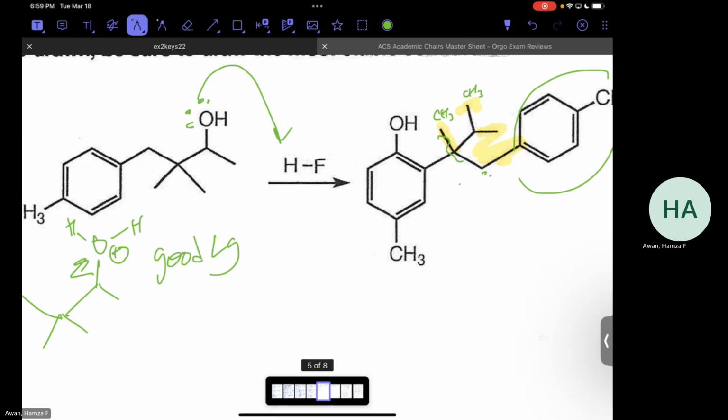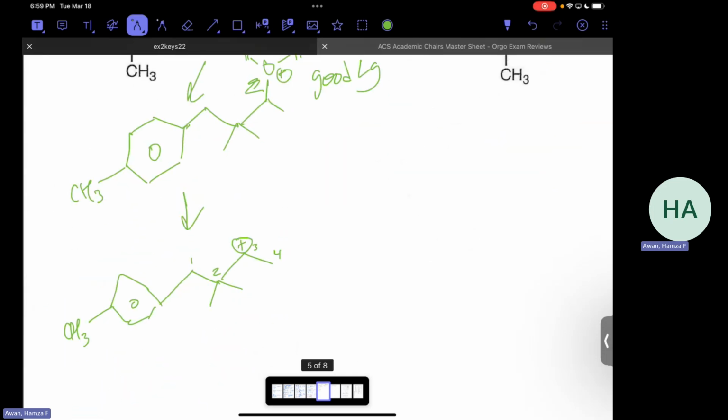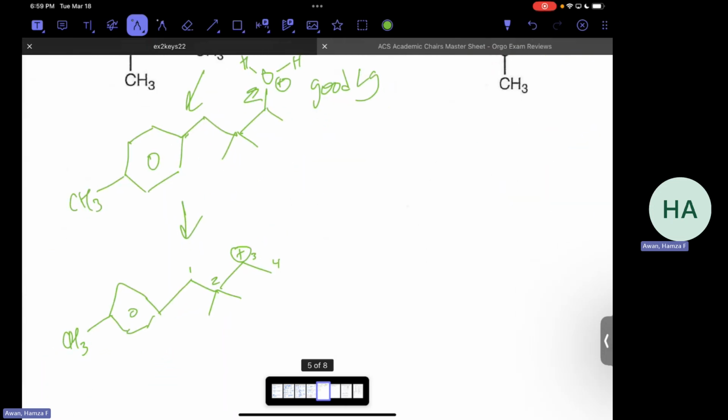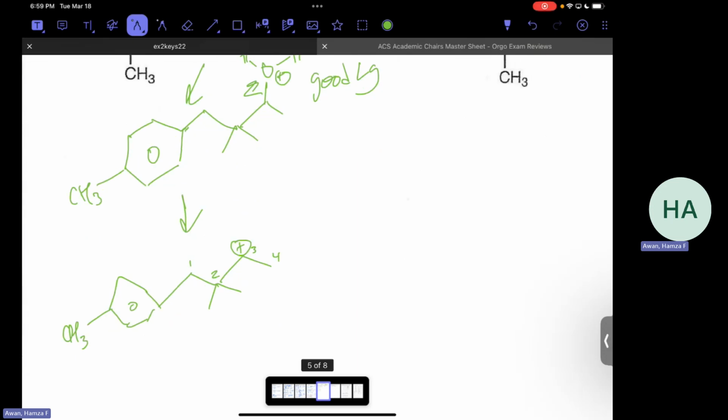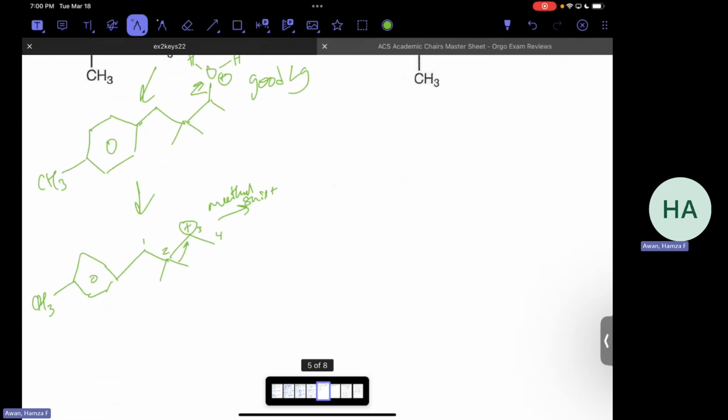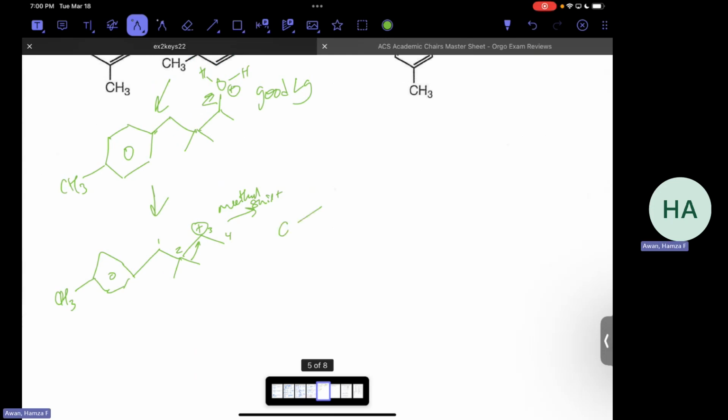Hold on. 1, 2, 3, 4. That makes it a lot easier. So now on carbon 2 we have a methyl group, and on carbon 3 we have a methyl group. But when we look at this one, carbon 2 has 2 methyl groups and carbon 3 has no methyl groups except for the 4. So what we can do is have a methyl shift. This methyl is going to go and stabilize this positive charge, and so the positive charge is going to go onto carbon 2. So now, whenever we do that, we have this CH3.